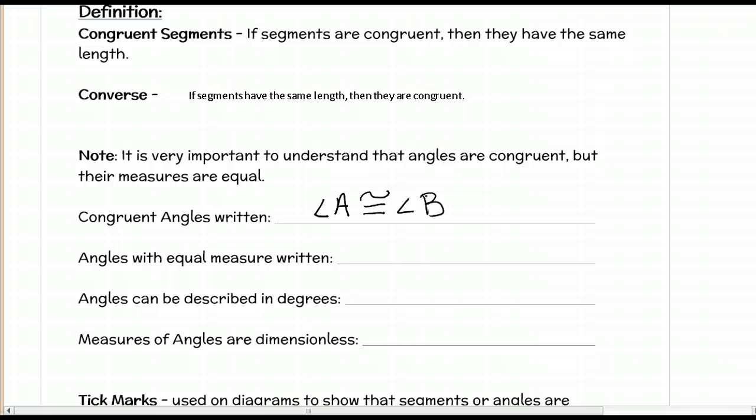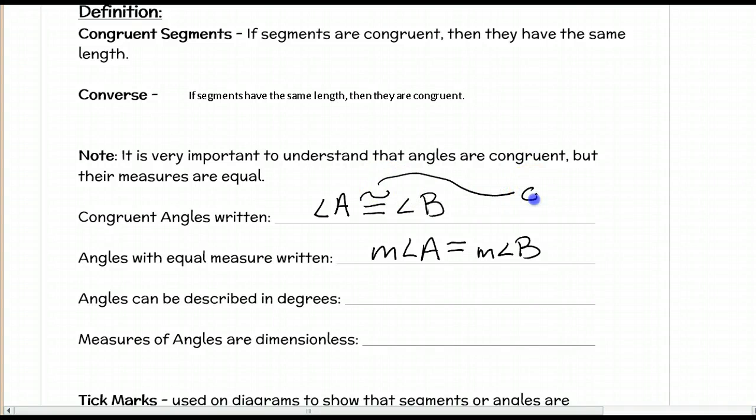So we're talking about two angles, and we're saying that these angles, the figures, are congruent. Okay? And then if we're talking about the measures of the angles, so let's say angle A is 50 degrees and angle B is 50 degrees, they have the same measure, then we would write the measure of angle A is equal to the measure of angle B. Okay, so notice here we have an equality sign, and here we have our congruency sign. So just make a little note here. Congruent.